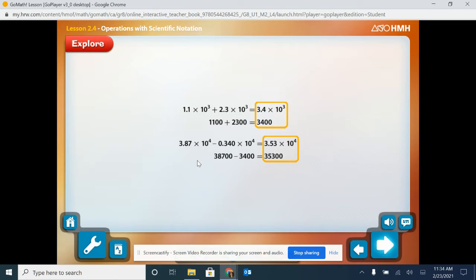So remember, there are two different strategies. One is you can make sure that the power of 10 is the same and then just add or subtract the coefficients and keep the same power. Or the other one is you can rewrite the number in standard form, add or subtract them, and get the same answer. But as was mentioned, if you have so many zeros, it's easy to miscount them. So those are the disadvantages of going from scientific notation to standard notation.